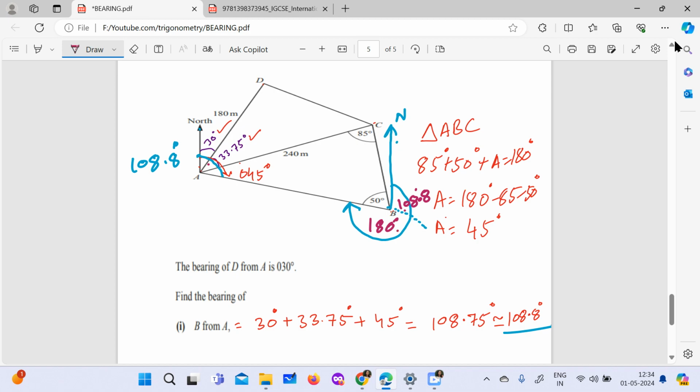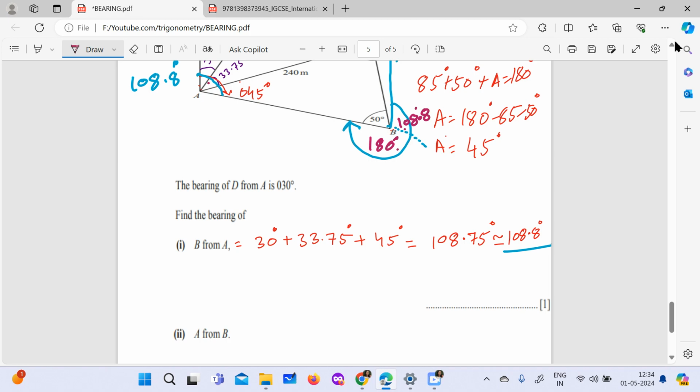So we will add these two to find the bearing of A from B. So I will write this as 108.8 degrees plus 180 degrees, and that will be 288.8. I hope this is clear to everyone.